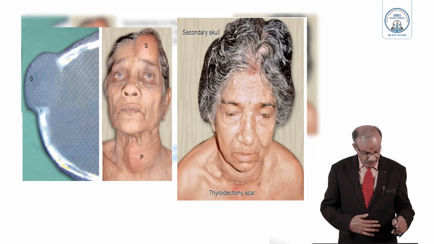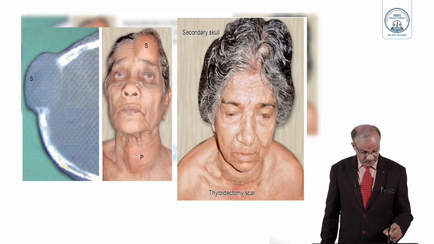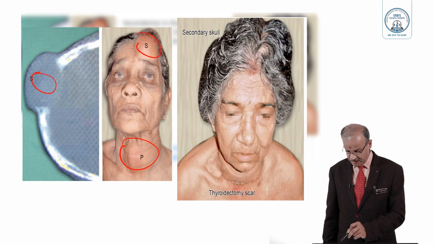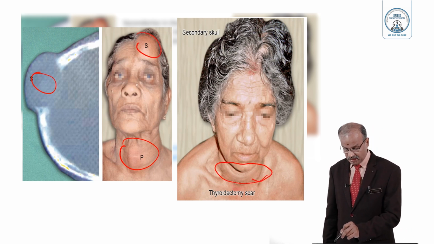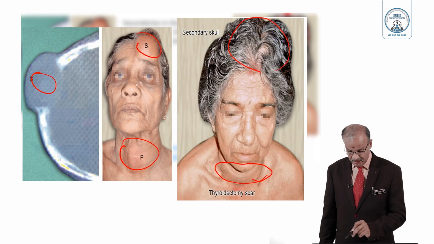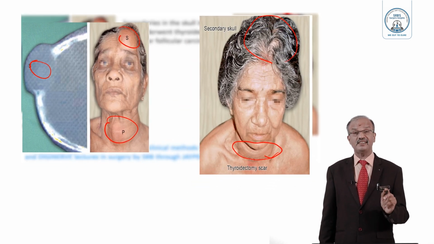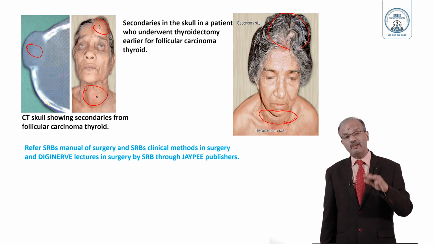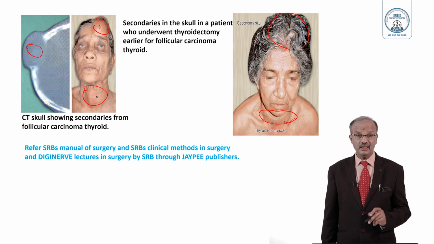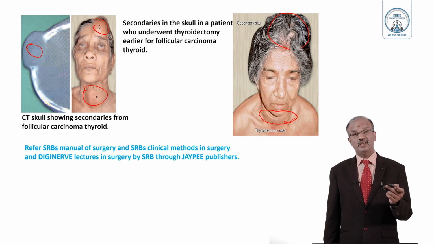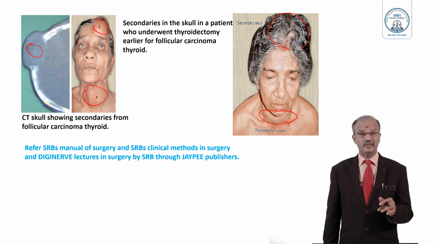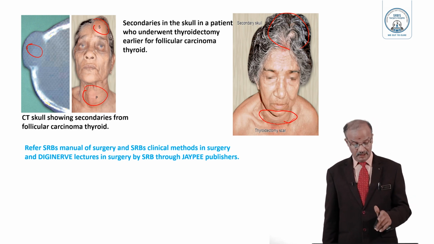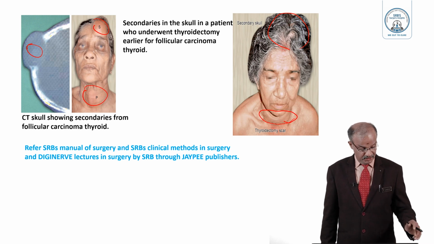Here you can see a CT scan, thyroid primary, and secondary here. Again, operated follicular carcinoma of thyroid, with secondary in the skull. Here are pulsatile secondaries because they contain colloid, with both outer and inner tables involved. So brain pulsation and vascularity both will increase because there is new angiogenesis. The vascularity is very high, and of course brain pulsation is also transmitted. That is why they will have secondaries in the skull.